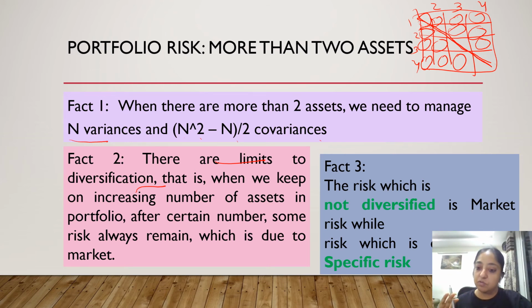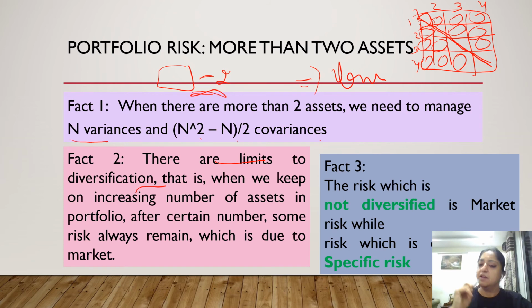So what are you going to reduce? The covariance term, but you have already added some variance. So the net effect should be lesser. The more assets we keep on adding, the lesser the effect of each addition. So that means there is a limit to diversification. Risk cannot be made zero.